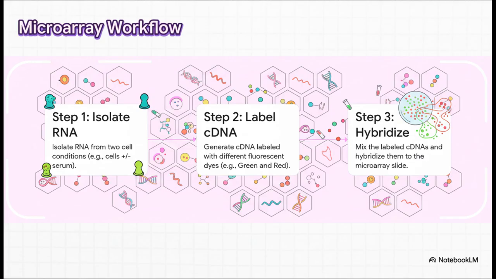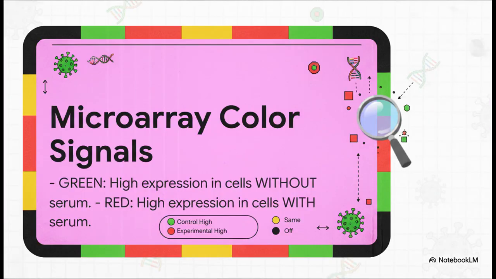Then, and this is the key part, you convert that RNA into cDNA and you tag it with a fluorescent label. That glowing tag is how we're going to see what's going on with thousands of genes all at once. And here's where it gets really cool, and honestly, pretty simple. It all comes down to the colors. If you see green, that gene is way more active in the without serum cells.